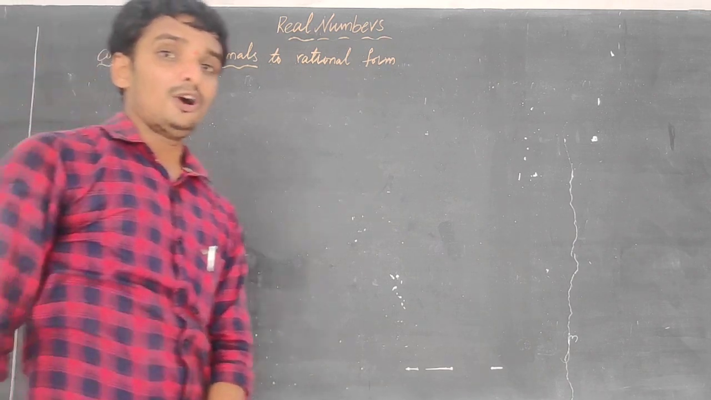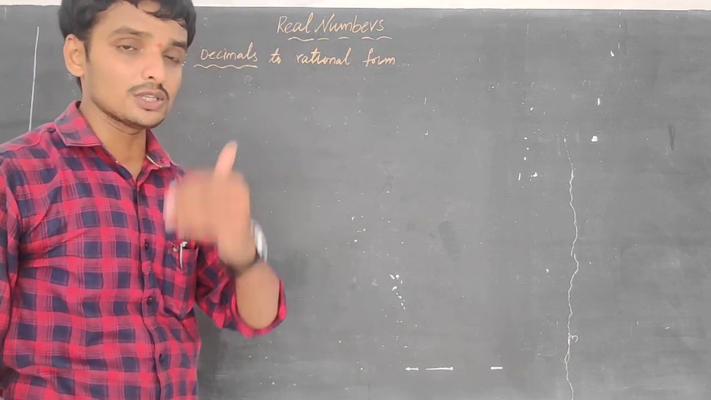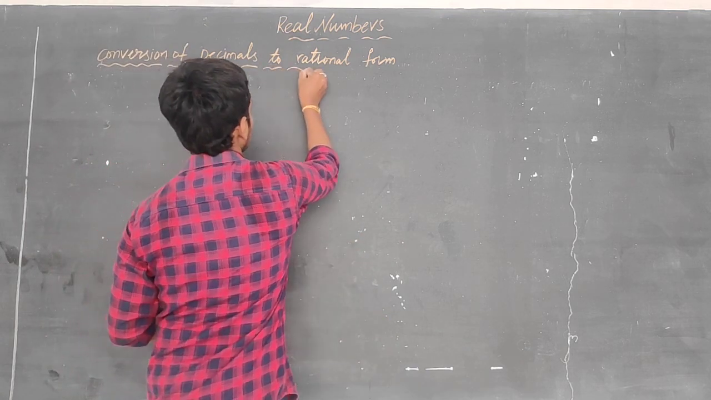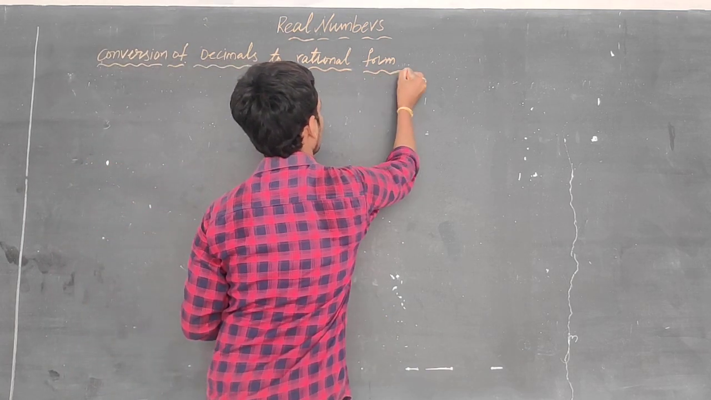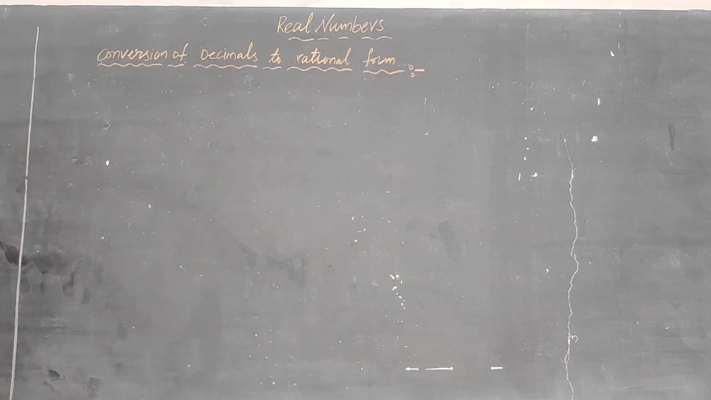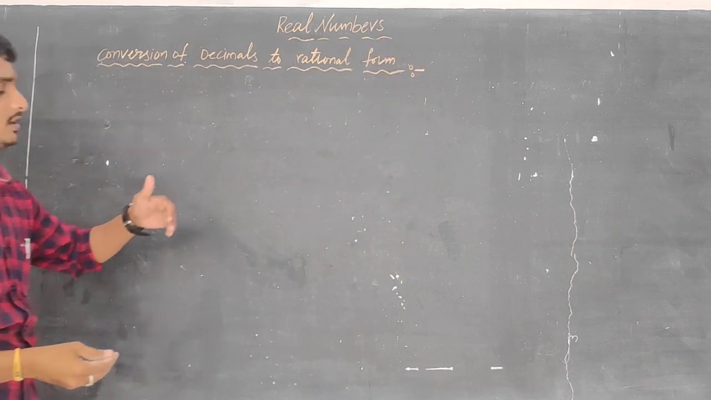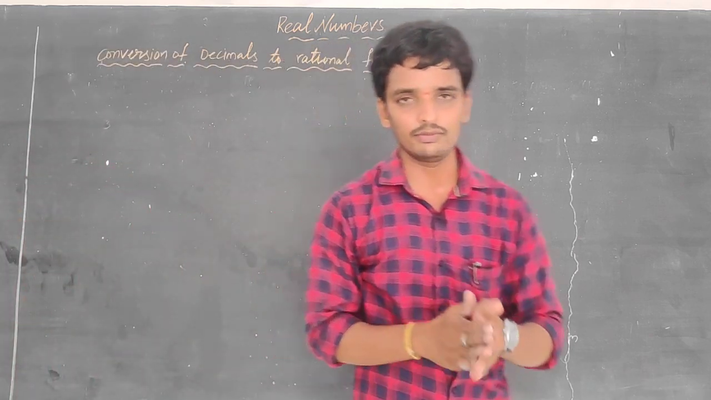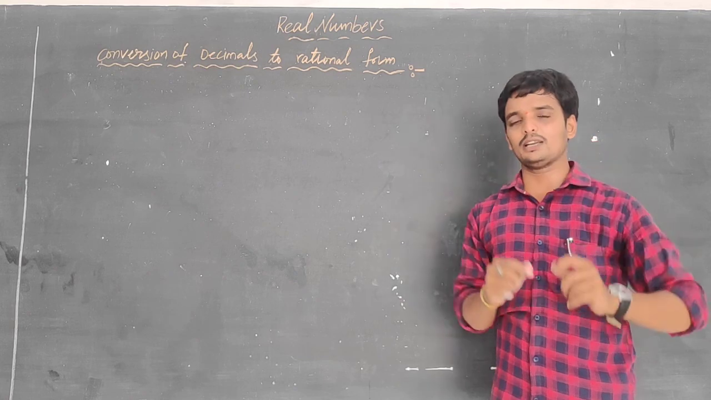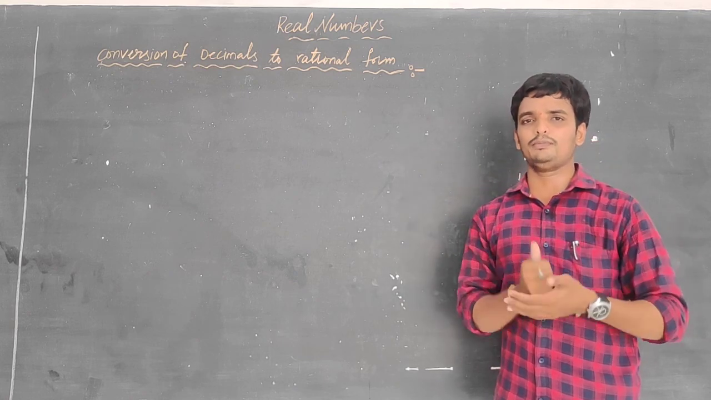Decimal numbers. Now we have to convert those decimal numbers into rational form. Rational form means which are in the form of p by q, where the denominator q is not equal to 0. Observe students, be careful. In the last class, we discussed that they are giving rational numbers, those in the p by q form.